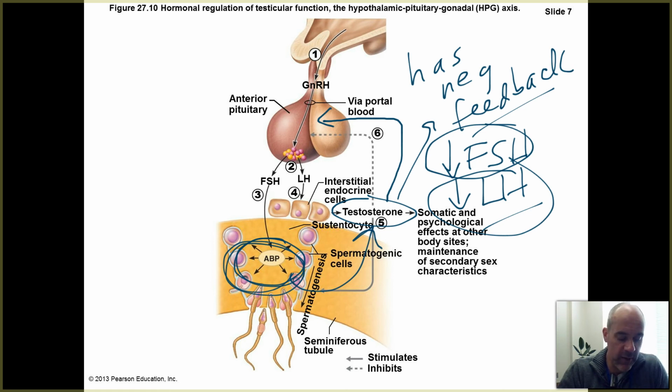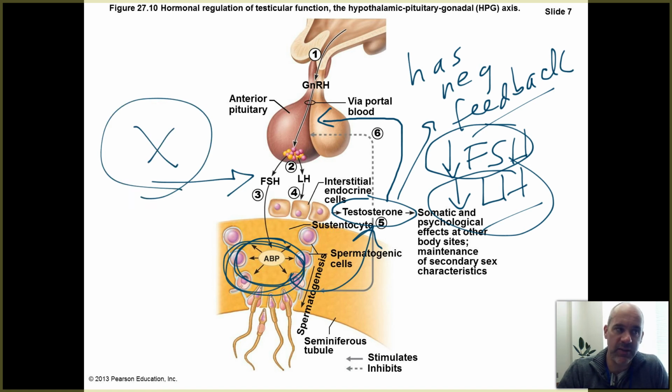So guess what? If you don't have FSH being secreted by your anterior pituitary, then you ain't going to have the ABP being produced in the walls of your seminiferous tubules. So taking large amounts of these testosterone supplements to try to increase your muscle mass can have a negative effect on sperm cell production.